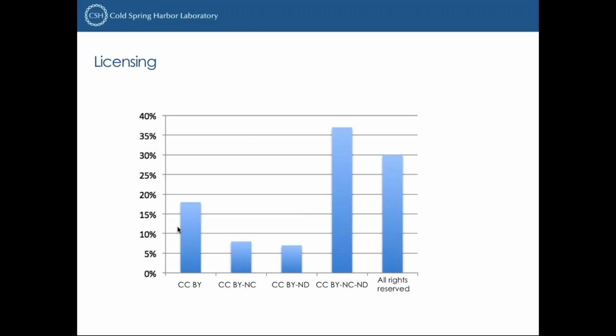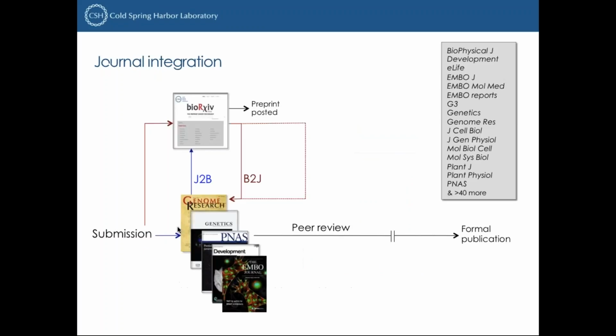This slide just shows the licensing choices made by the authors. There's a strong representation of CC BY, which you might expect among early adopters. But I think significantly the majority of authors are choosing a more restricted license. And this may be because they feel with what is essentially unfinished and unfinalized and uncertified work that they want to retain more control over it. But there may be other reasons.